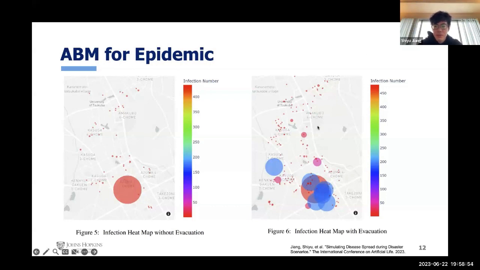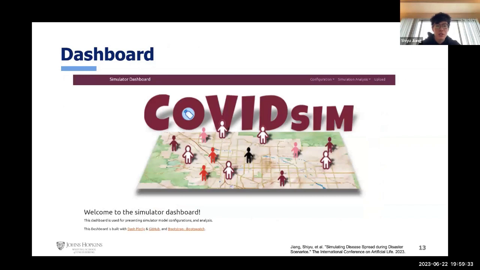So we can obviously see there are some blue points here and several more small red points here. The blue points represent the evacuation points. And those red points appear because after the evacuation, those infected agents are spreading out and keep infecting other agents around those areas. And then we are also building a dashboard.